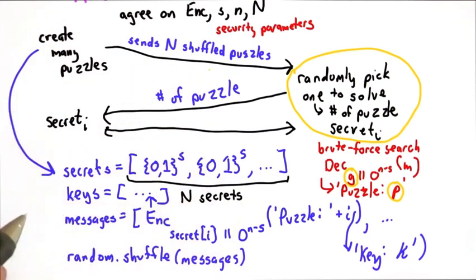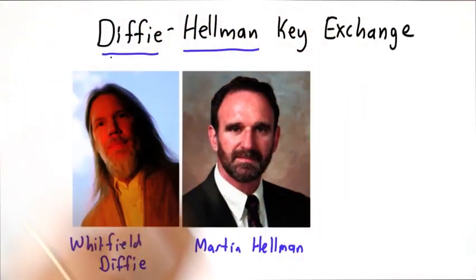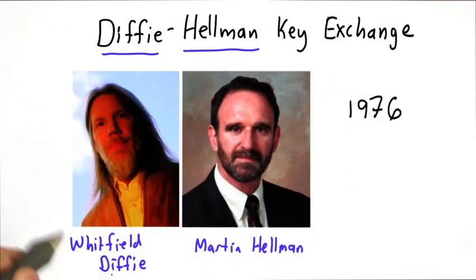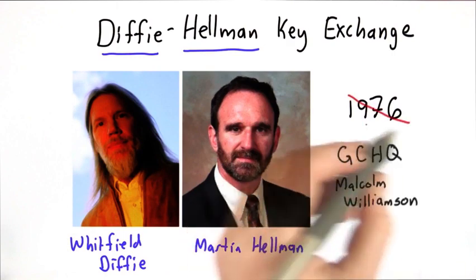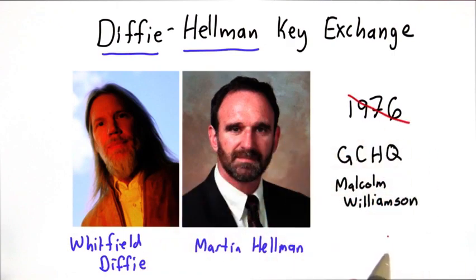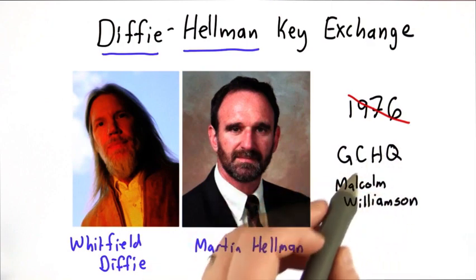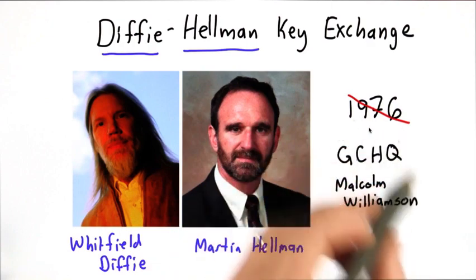So a very impractical idea. So the first real solution to this problem, and one that is frequently still used today, is called Diffie-Hellman key exchange. It was first published by Whitfield Diffie and Martin Hellman in a very famous 1976 paper. It was actually discovered a few years earlier than that by Malcolm Williamson, who was working at the British Government Communication Headquarters. This is the successor to Bletchley Park.